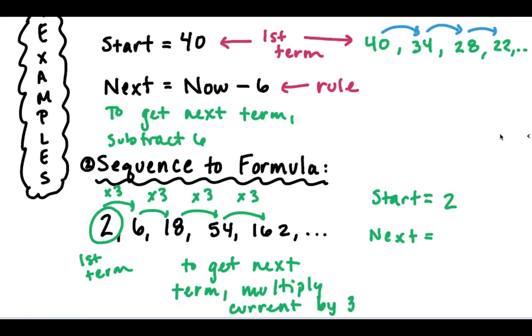Okay, so how would we say that over here? There's a couple ways we could say it. We could say to get the next, you take the now term or the current term and you multiply it by 3. Or you could write it this way, which says the same thing, 3 times the now term.